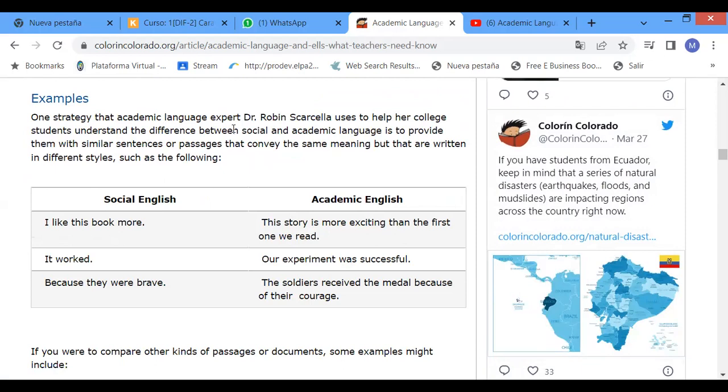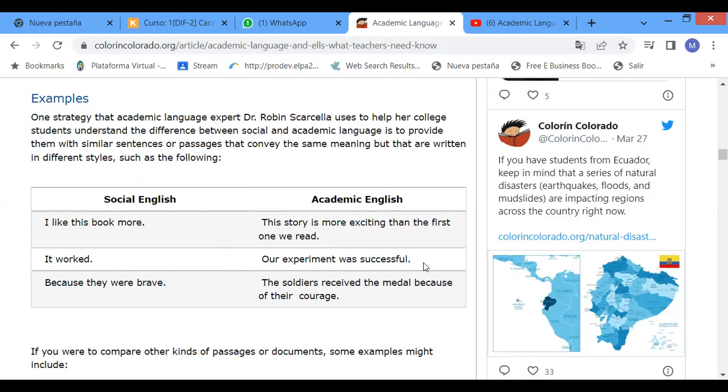One strategy that academic language expert Dr. Robin Scarcella uses to help her students understand the difference between social and academic language is providing similar sentences or passages that convey the same meaning but are written in different styles, such as, in social English, I like this book more. Academic English: This story is more exciting than the first one we read. Can you see this is social English? This is academic English. It worked.